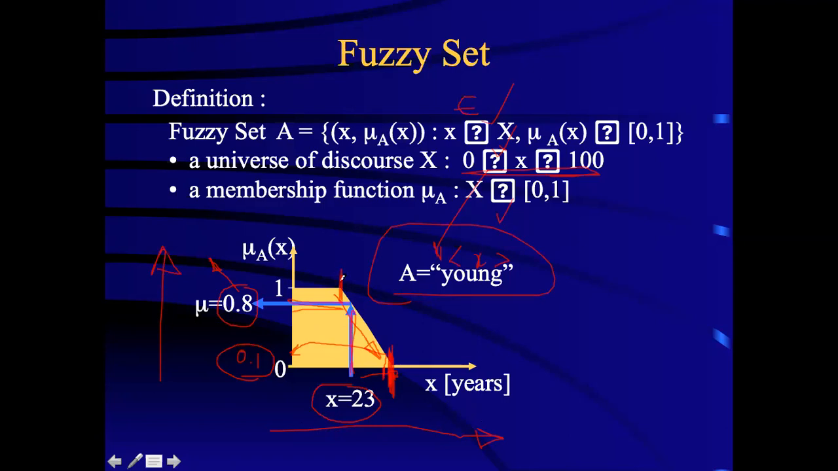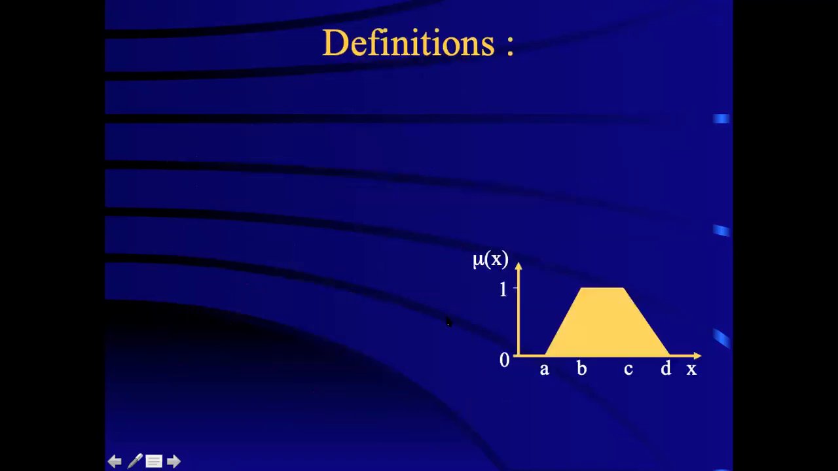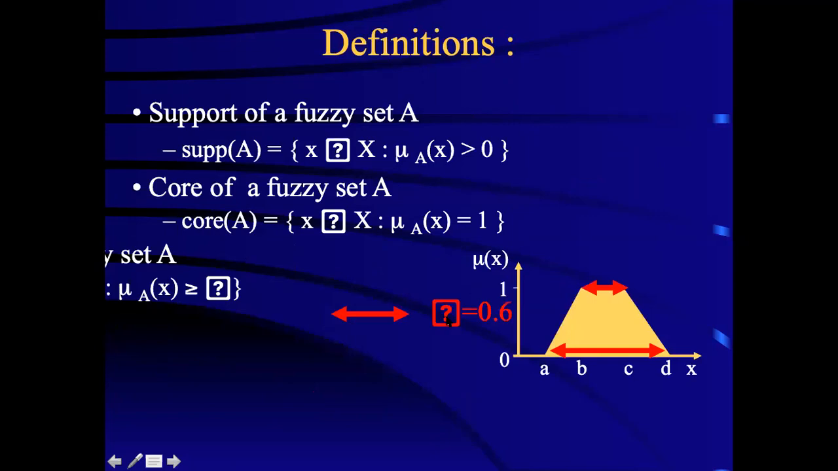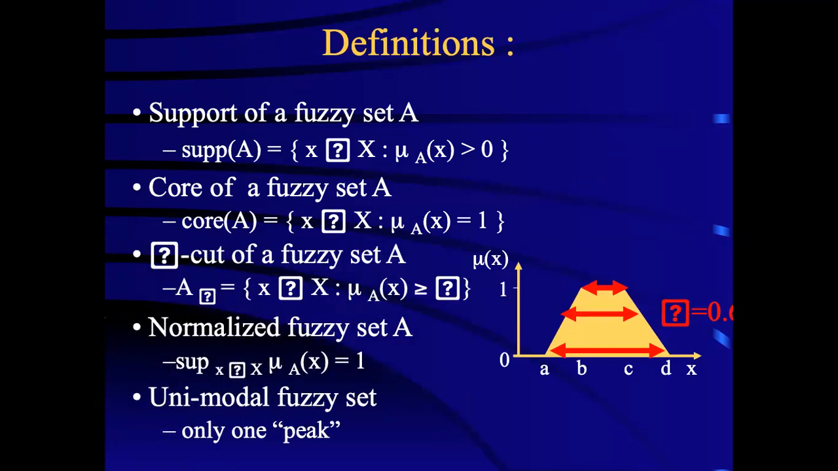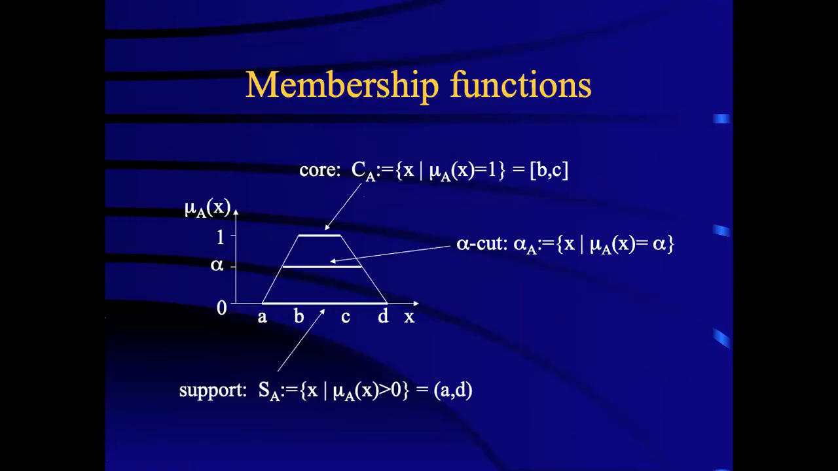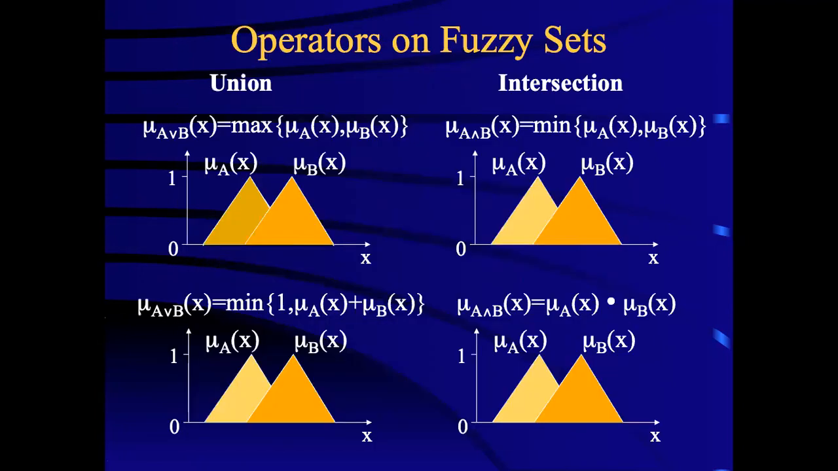After this point, the membership value goes to 0. Before this point, the membership value is 1. That means that the person is absolutely young. And in this region, the value reduces as the age increases. Okay. So these definitions are what we discussed last time, so I'll not go over these definitions again.